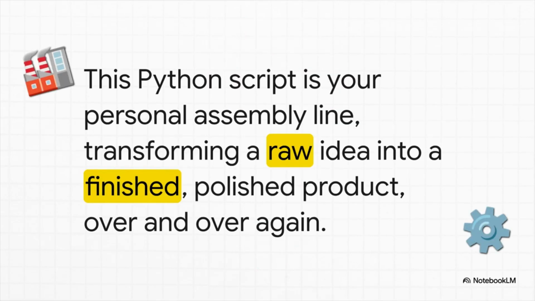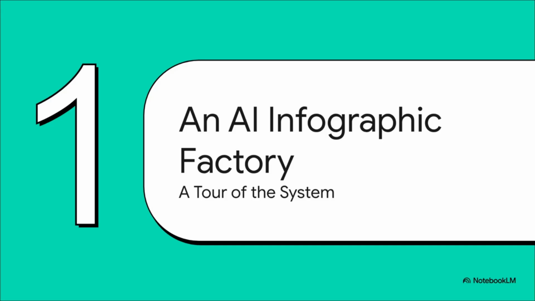See, the solution we're looking at here isn't just a piece of code. It's a whole system. You've got to think of it as your own personal factory, a digital assembly line that takes your one raw idea and transforms it into a finished, polished product over and over and over again. All right, so let's take a tour of this factory, shall we? We're going to walk through the whole process from start to finish and see exactly how this system turns a simple idea into a mountain of content.